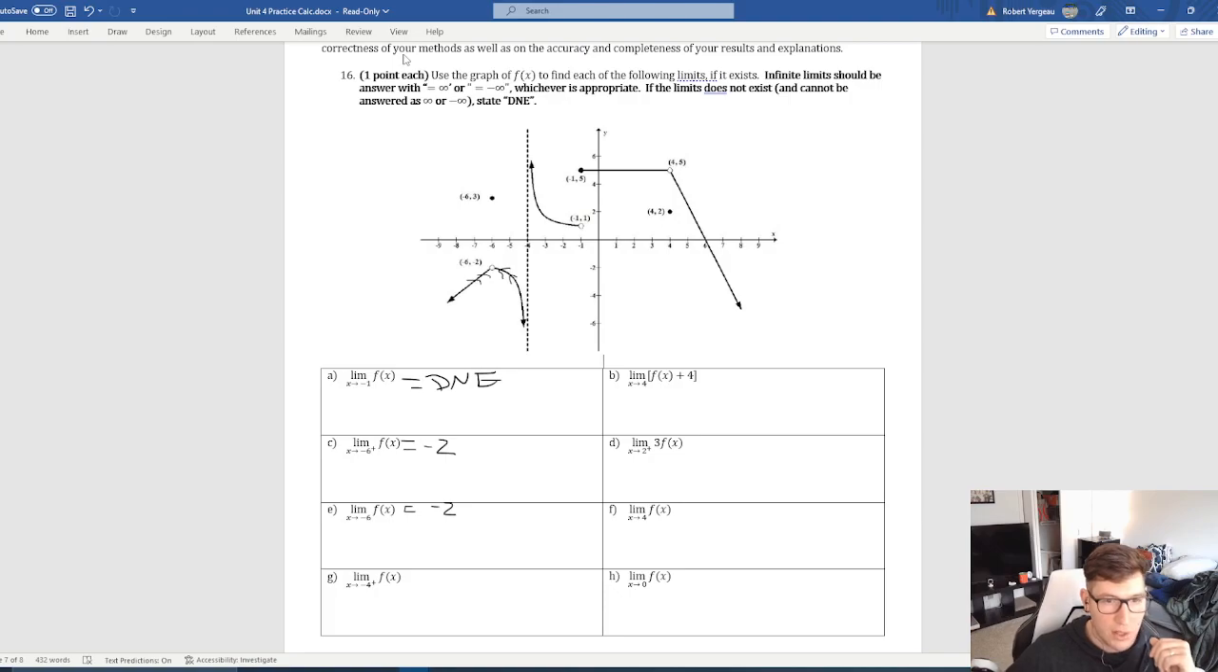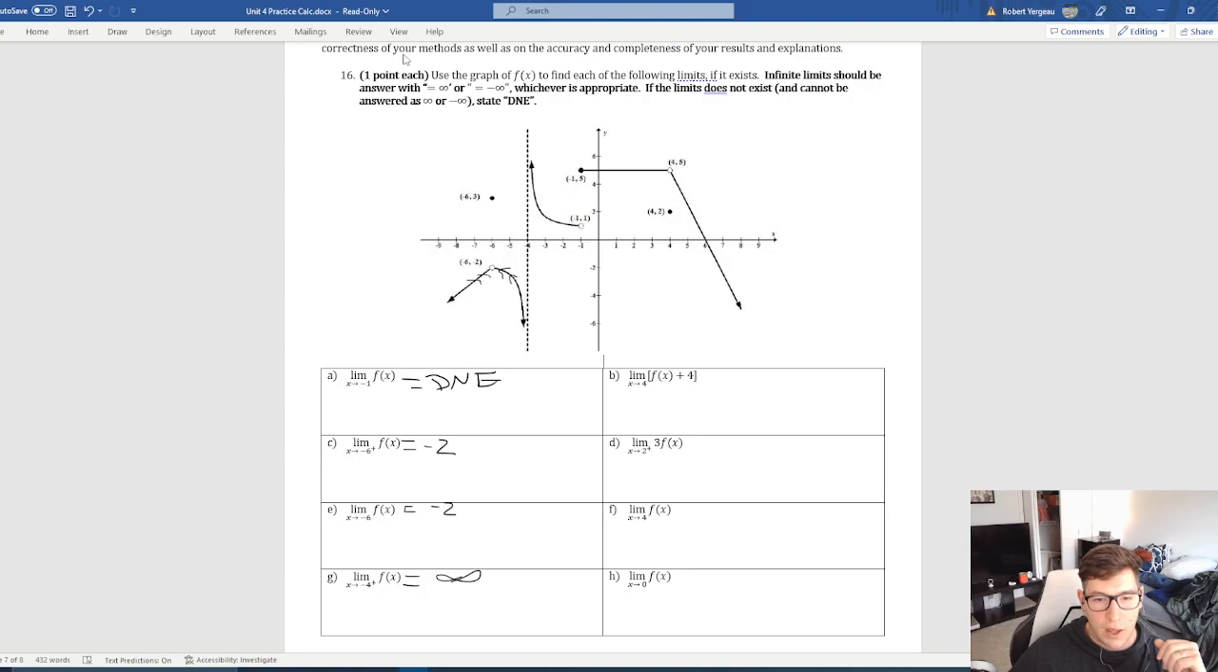And so now we're looking at -4 from the right. Well, at -4 from the right, we have a vertical asymptote. And as we approach -4 from the right, we're going up, up, up, up, up. So we are going towards positive infinity.